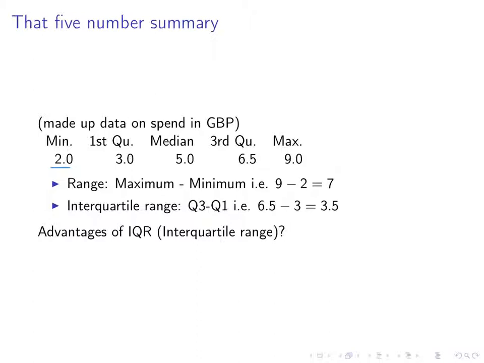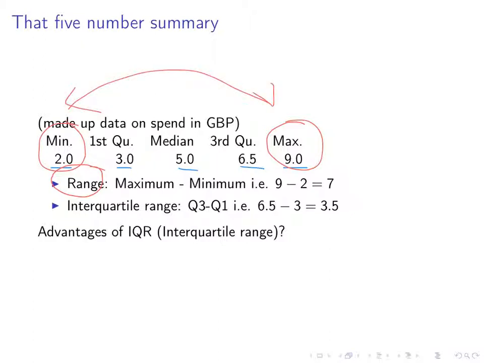Here is now the 5-number summary from the previous box plot written out in numbers. One measure we could use is called the range. The idea of the range is we take the maximum value and subtract the minimum value, and it tells us how far apart these two things are. If we do that, we take the largest value 9, subtract 2, and we find that the range is 7.